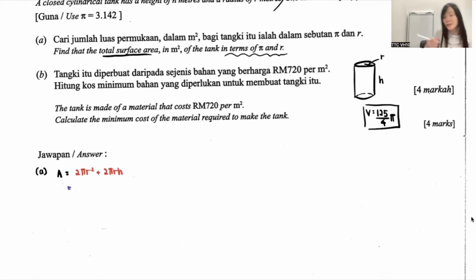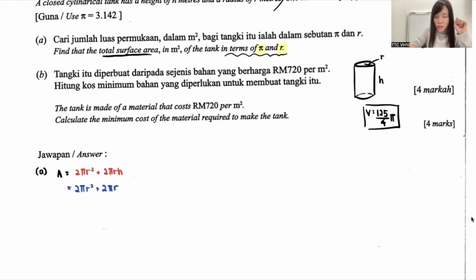Please memorize it. SPM does not provide it; sometimes they provide, sometimes they don't, and this one they don't provide. So 2 pi. What is your r? Don't know. What's your h? Don't know. So r you can still write r, but I don't think you can write h. You know how I know? Because when I look at the question, they say in terms of r and pi. So pi can stay, r can stay, h cannot stay.